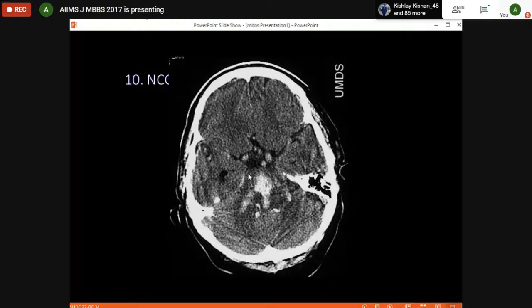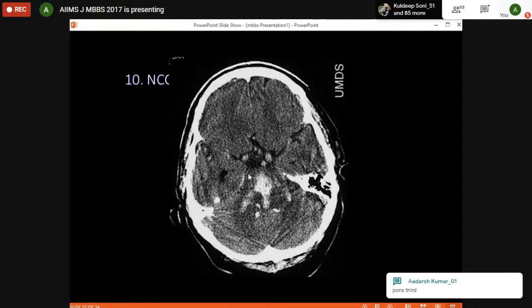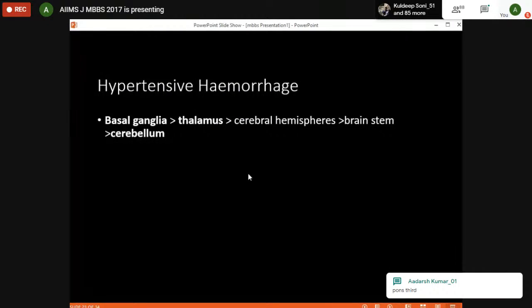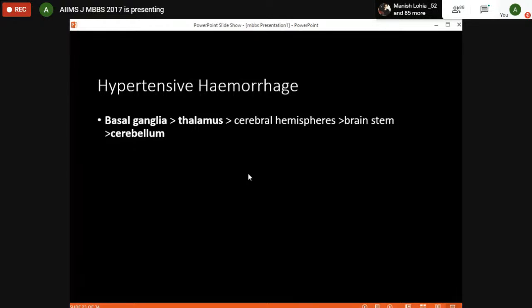Okay, good. So putamen is basically a part of the basal ganglia itself. So basal ganglia, you can be more specific and call it putamen, followed by thalamus, then cerebral hemispheres, then brainstem, and then cerebellum. So this is the sequence in which the hypertensive hemorrhages happen. Most commonly in our practice, we see basal ganglia, thalamus, and yes, pontine hemorrhages are also very common. But most of the times, thalamic hemorrhages directly extend into the cerebral hemispheres because they are usually very large hemorrhages.